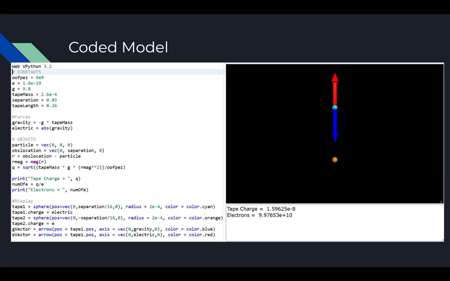And you need this R mag here because everything's in vectors, so you turn this R into R mag. And this observation minus the particle right here for R. And then Q is equal to that formula, but reverse solving for Q. And then printed out the tape charge, which is here, which is 1.59 times 10 to the negative 8th. Pretty much the same thing. And the number of electrons, 9.97653 times 10 to the 10th, which is also about the same. And then this just displays all this stuff here.